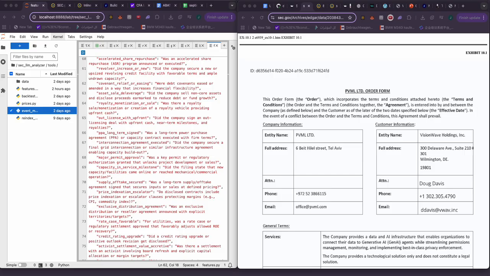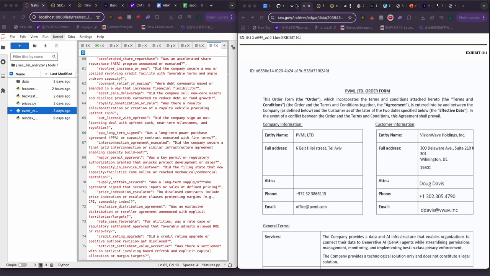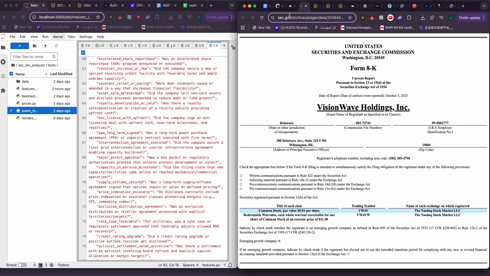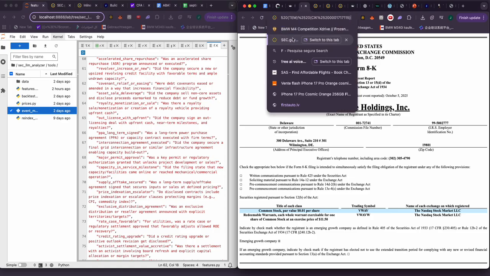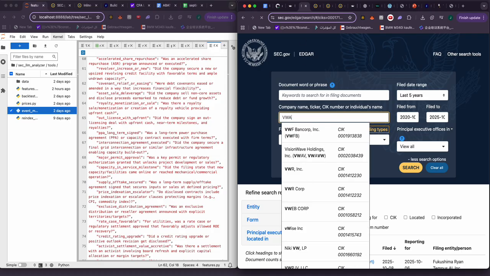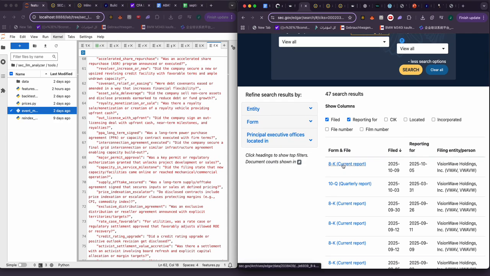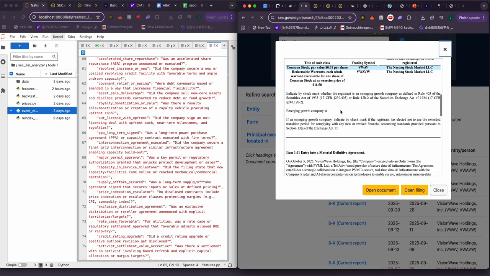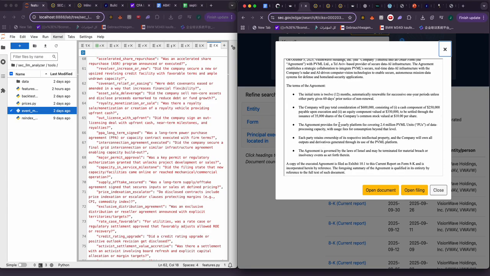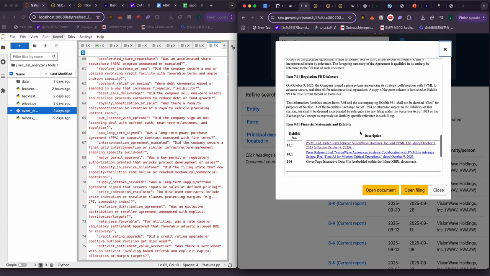Wow. Okay. So when was this filing filed? Let's see. When can I get the timestamp? Let's look for VWAV. And it was filed on the 9th. Okay. When on the 9th? Material definitive agreement. Collaboration. Is there any timestamps?